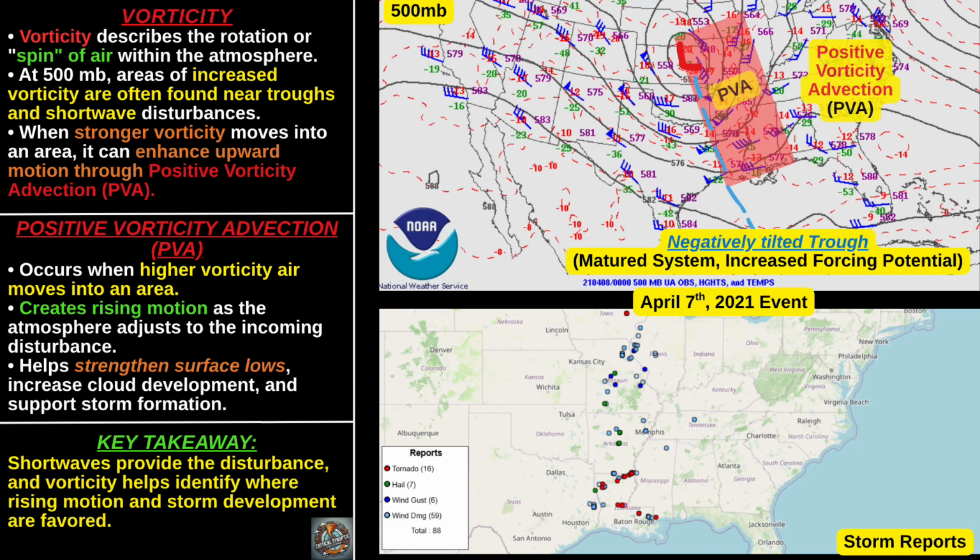On the map, you'll often find the strongest areas of vorticity around troughs and especially around smaller shortwaves moving through the flow. That doesn't guarantee storms, but it does tell us the atmosphere is becoming favorable for them. So when you hear meteorologists talk about PVA, just remember this: more spin moving into an area usually means a better chance for rising air. Now let's look at another feature that works together with vorticity to strengthen storms.